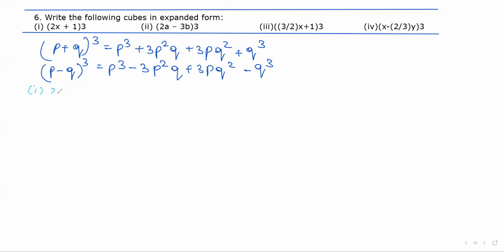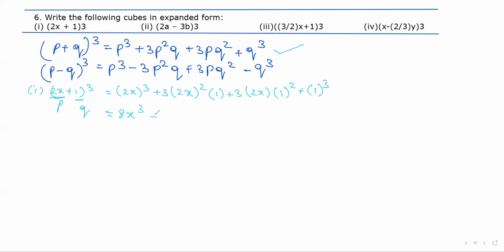So in the first part, 2x plus 1 whole cube can be written as 2x whole cube plus 3 times 2x whole square into 1 plus 3 times 2x into 1 square plus 1 whole cube. All you're doing is placing this value as p and this value as q in this formula. Solving this, you have 8x cubed plus 3 times 4x square plus 6x plus 1. So this is 8x cubed plus 12x square plus 6x plus 1.